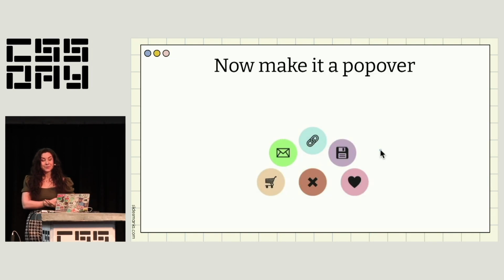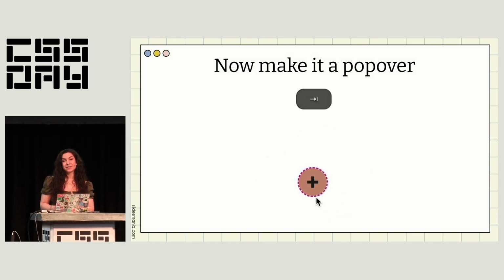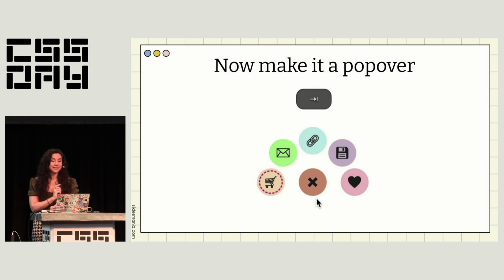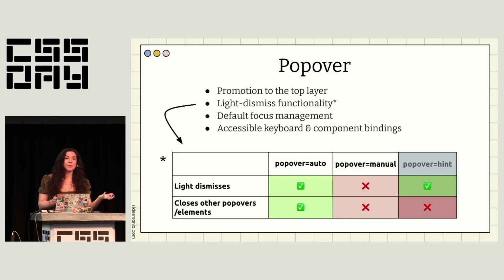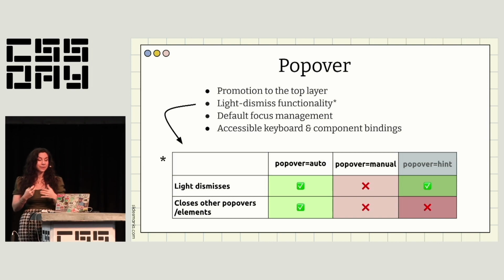So to make it more useful, we can make it into a popover. And popover is I think one of the most exciting features that recently landed in Chrome and is coming to other browsers soon. So with popover, you have promotion to the top layer, so you don't have to mess around with z-index anymore. Like dismiss functionality, we're clicking outside of the popover area. We'll close the popover and return focus.